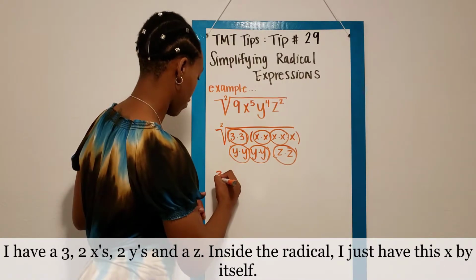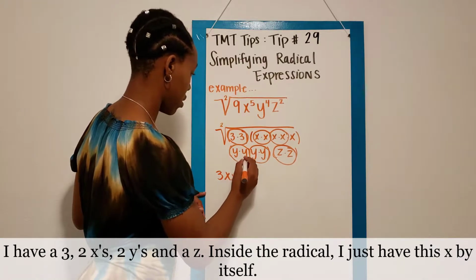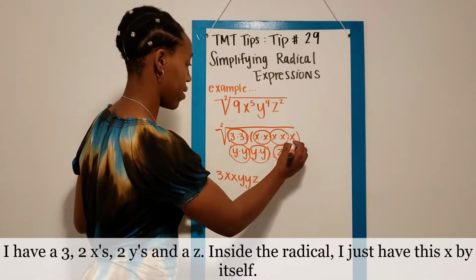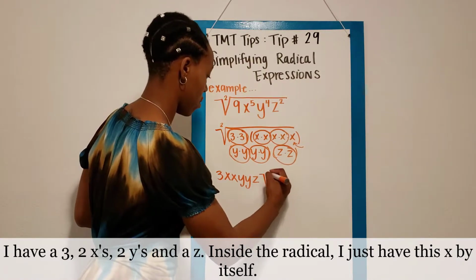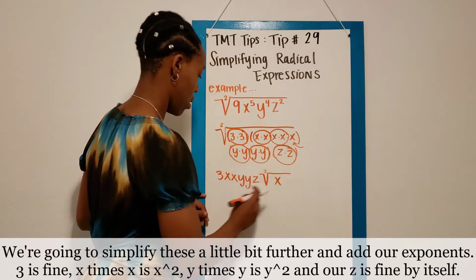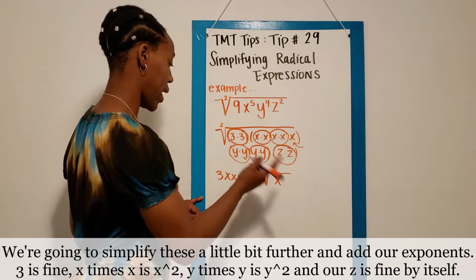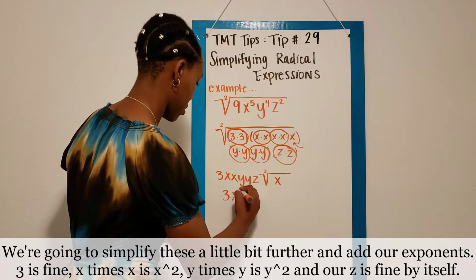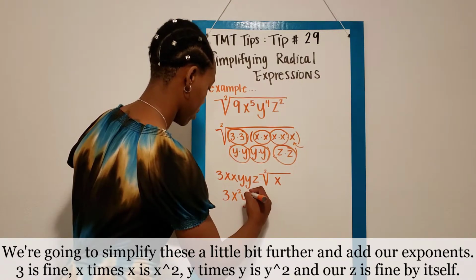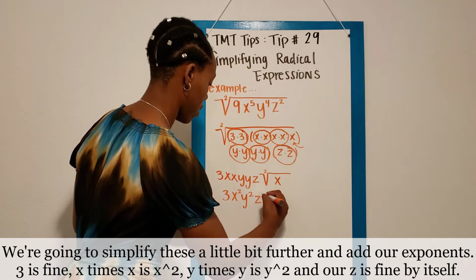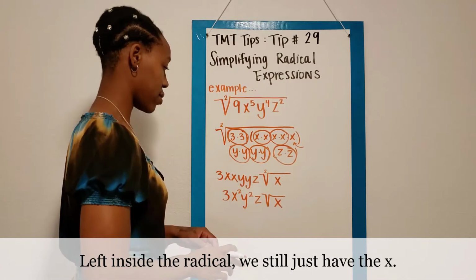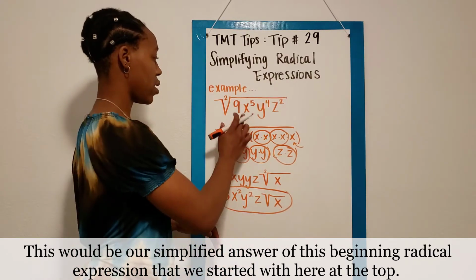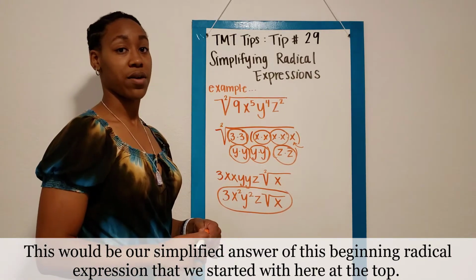So I have a 3, 2 x's, 2 y's, and a z, and inside my radical I just have this x by itself. Now we're going to simplify these a little bit further, and we're going to add our exponents. So our 3 is fine. X times x is x squared. Y times y is y squared. And our z is fine by itself. Left inside the radical, we still just have the x. So this would be our simplified answer of this beginning radical expression that we started with here at the top.